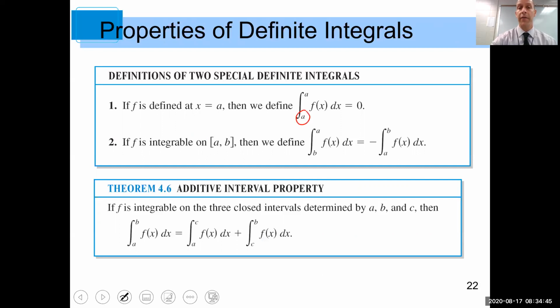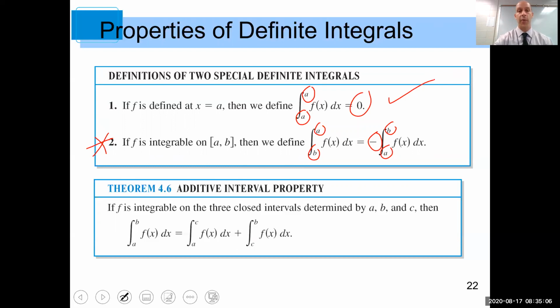Remember, if we integrate from a to a, that's 0. If you do the integral from b to a and then you switch it to a to b, then you have to do the opposite. This is probably the one that students tend to forget the most. This one's pretty self-explanatory. You're integrating from a to a, it's just 0.